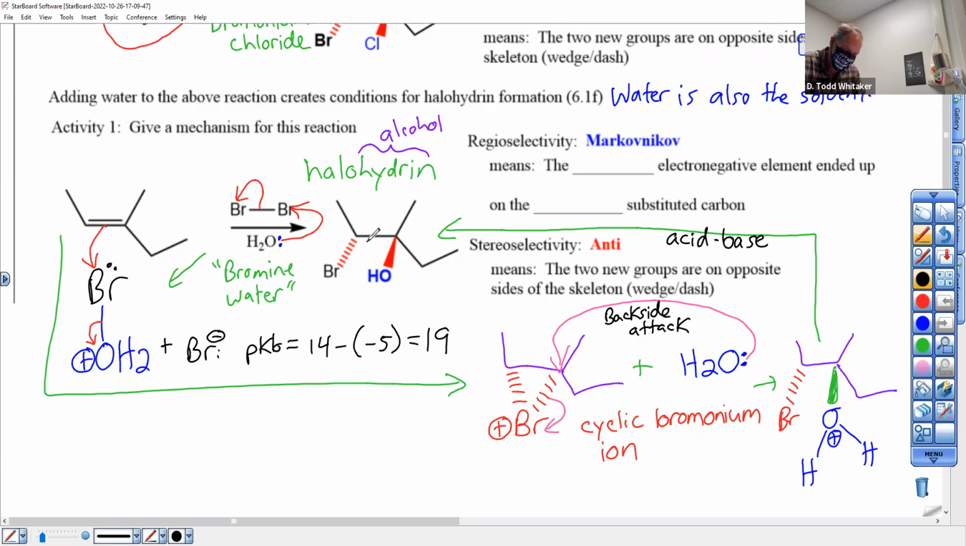But yeah, we got to know what acid base is. We got to know there's an extra proton here. It's the conjugate acid of this. And you got to tell me what the best base is to take the proton off.